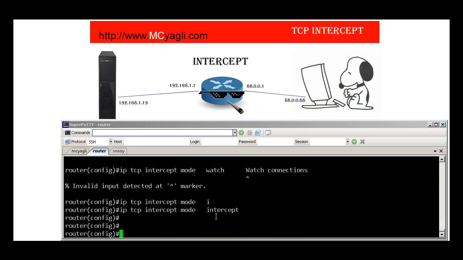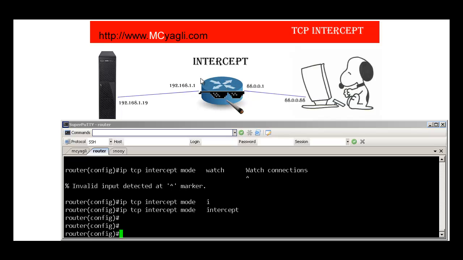Intercept, that's it. This is the first step: ip tcp intercept-mode intercept. It means I'm using the intercept mode. And the second step, step 2, is this: I need to tell this router who he will be protecting.